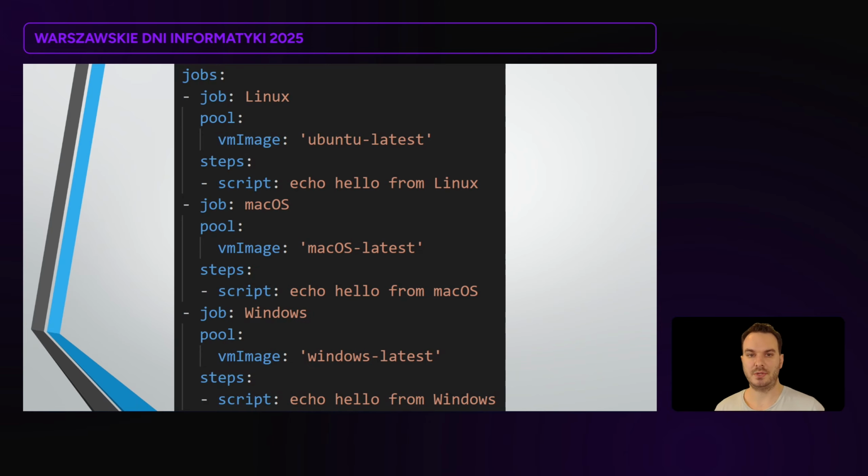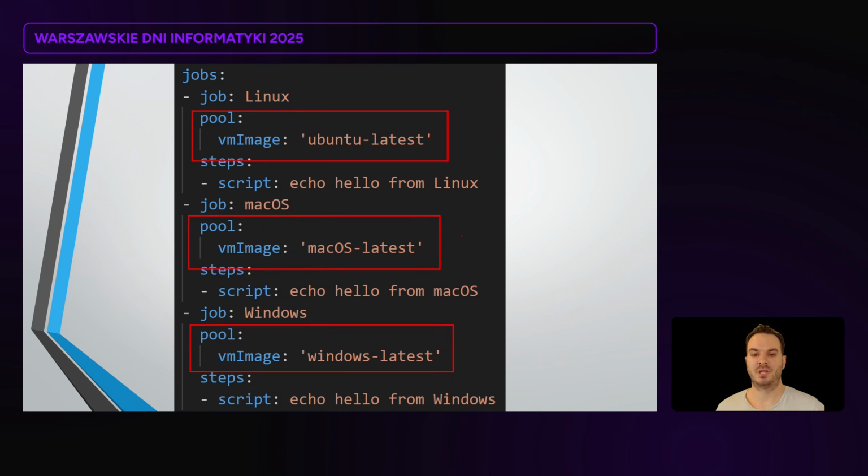So here we have our pipeline, and here under pool, we select a VM image, and there we enter whatever we want. So in this case, we have an Ubuntu version. Down here, we have macOS, and all the way on the bottom, we have Windows. And in this case, we're using the latest version, but we can also specify what version we want. So for example, with Ubuntu, we can say we want 20.04 or 22.04. And so we can control what version we're using for our agent.